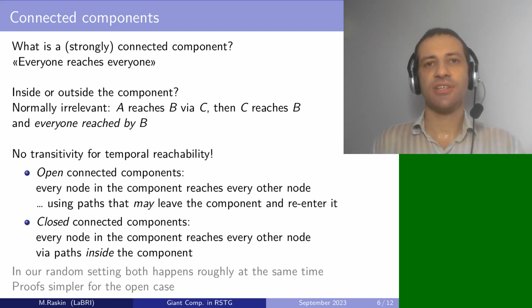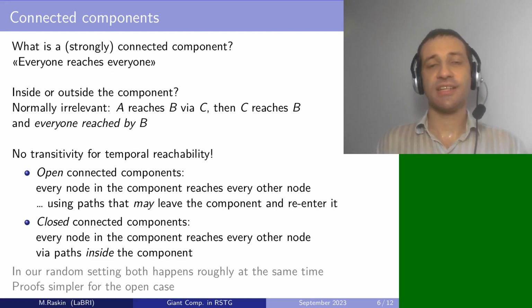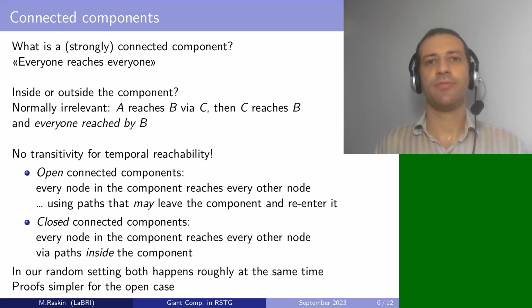However, without transitivity, we do get two different notions. So there are open connected components, where you are allowed to leave and re-enter, and there are closed connected components, where everyone can reach everyone via temporal paths which lie strictly inside the connected component. However, in our model, the sharp threshold for the appearance of linear size components coincides for the open and for the closed case. The proofs, however, are a bit simpler for the open case.